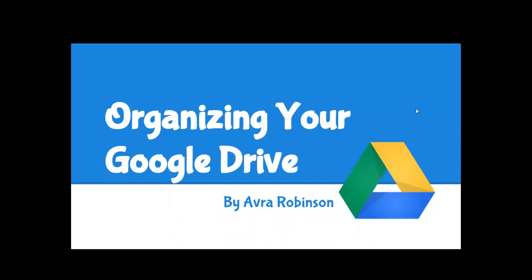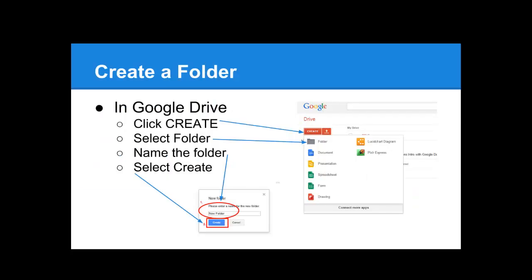This is one of my Google Nuggets videos. This is a quick explanation of how to organize your Google Drive. So in Google Drive, you can use the Create button to create folders, and you can store your files within those folders. All you do is find Create, select it, and then choose Folder. And then you'll get a window that says New Folder, and you give it a name, and then you hit Create.